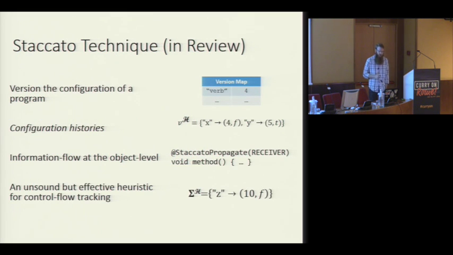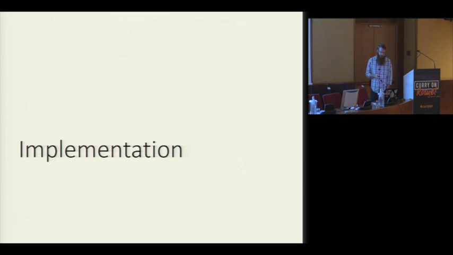So in review, Staccato versions the configuration of a program. It tracks configurations using configuration histories attached to program values, and we also allow for detecting and expressing more exotic types of bugs by allowing information flow at the object level and using an unsound but effective heuristic for control flow tracking. So I'm now going to very briefly talk about our implementation.